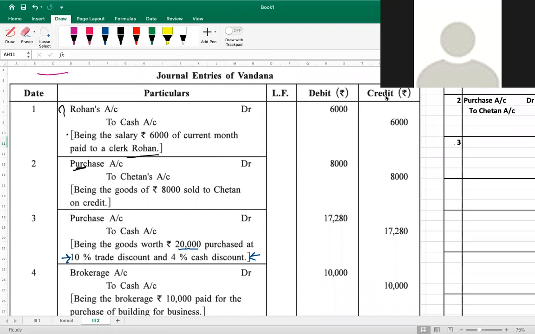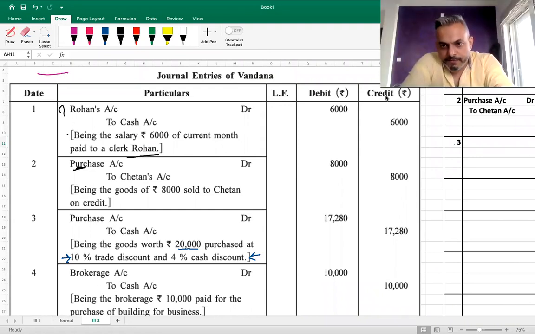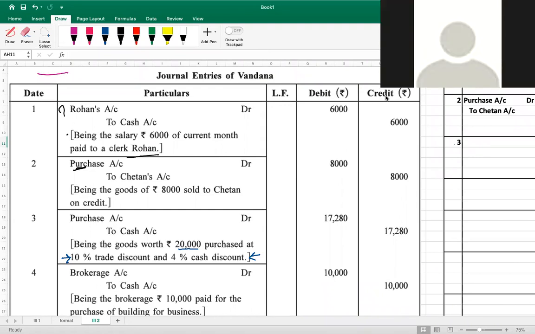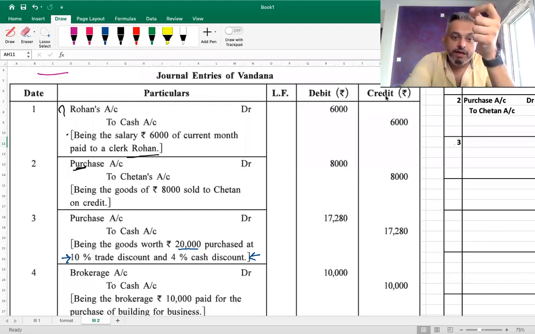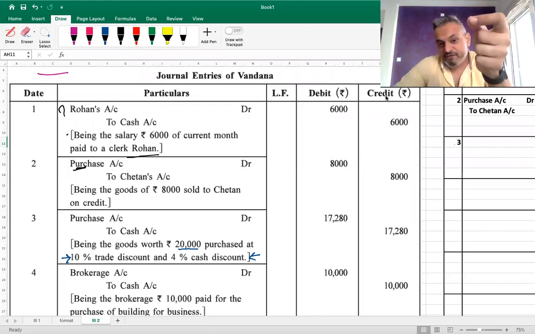कैसे पता चला ये कैश ट्रांजैक्शन है? नाम नहीं दिया है, because sir name नहीं दिया है. Very good, very good. Name is not given. So it is a cash transaction. So we have to calculate trade discount as well as cash discount.